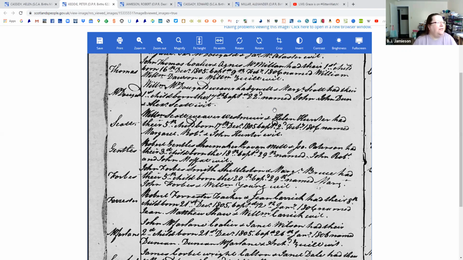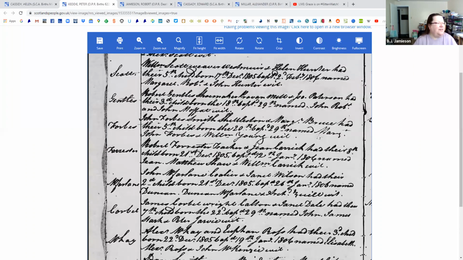Here's another one where, this is interesting, because it's not a form, this particular minister tells you for each couple: William McDougall, weaver, Ladywell is the residence, and Margaret Scott had their first child named this. These two, William Scott and Helen Hunter, had their fifth born child, and so on. So this minister gave us this nice little extra bit about which number child it was. Again, that won't be in the index.